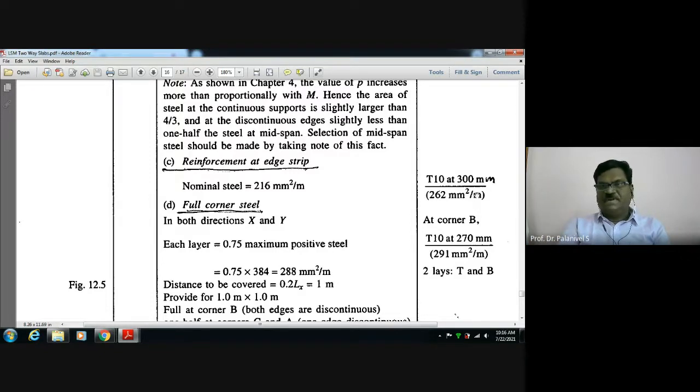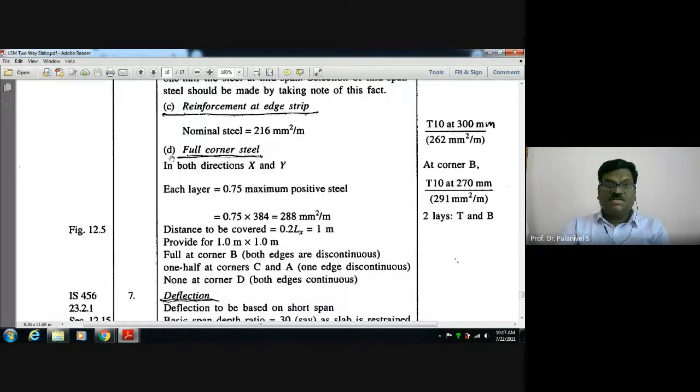Per meter means what? The slab we were treating as a 1 meter wide strip. In that, the area of steel provided is 262 mm square. This 262 mm square is not for the entire slab, only for a 1 meter wide width of the slab. Keep it in mind: everything we are discussing is for unit width of the slab. The area of steel required at the edge strip we will see.